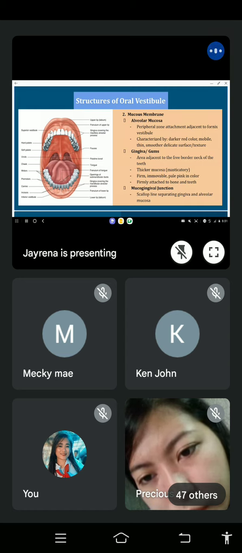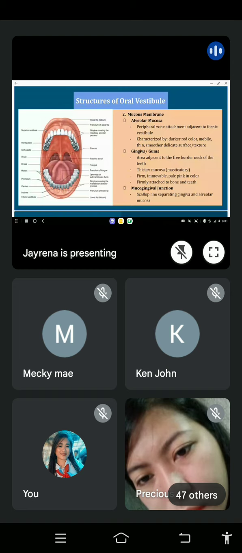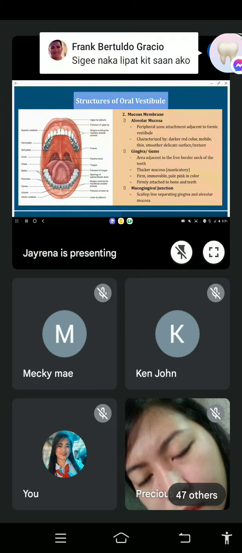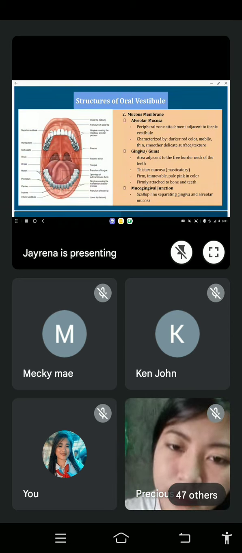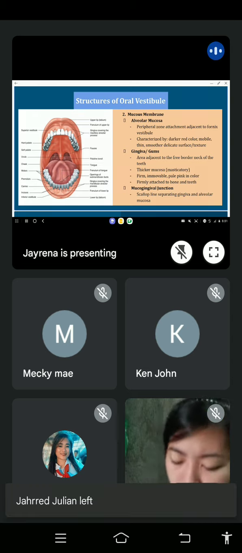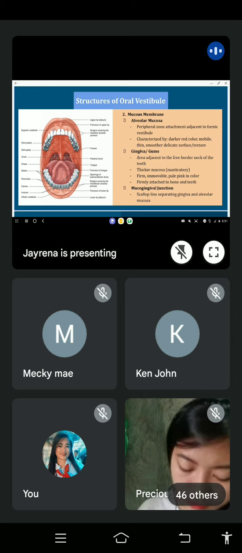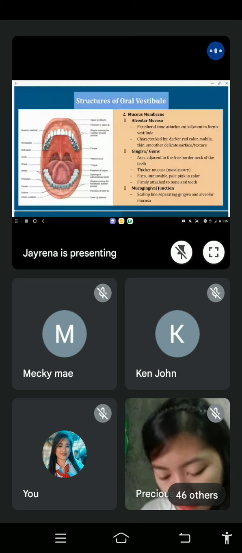So, pagka ganito, naka-attach siya doon sa bone. So, alveolar bone. Okay? Kaya siya tinawag na alveolar mucosa. Yung gingiva, it is adjacent or malapit naman doon sa neck ng ngipin. So this is the gingiva. Okay, near the tooth. This is very firm. It's immovable. It's thicker. Here on this portion, malapit dun sa bone, you call it as alveolar mucosa.